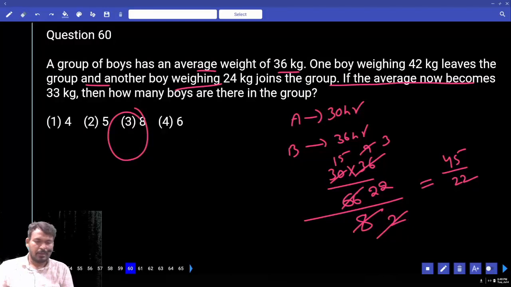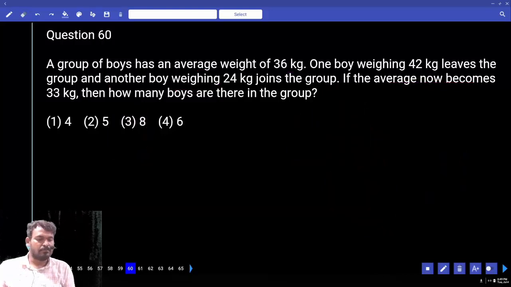Next, 60. For a group of boys, the average weight is 36 kgs. One boy weighing 42 kgs left the group. Another boy weighing 24 kgs joined the group. If the average now becomes 33, how many boys are there in the group? First, the group's average is how much? 36. One is left, another is added. After adding that person, the average becomes how much?